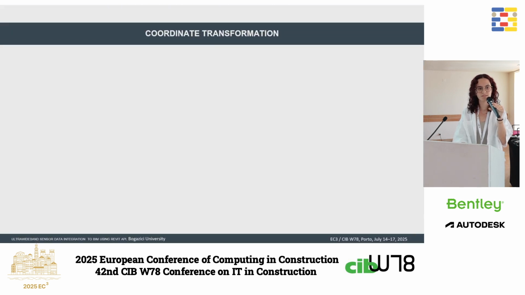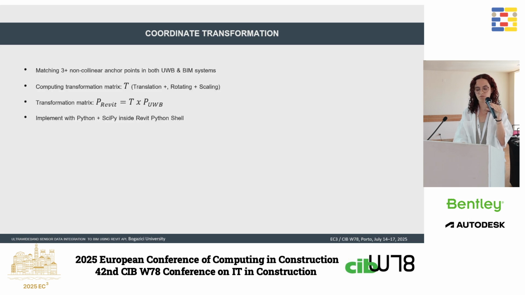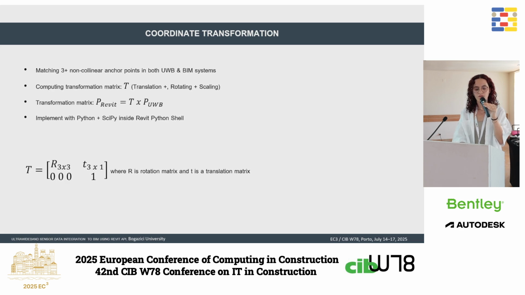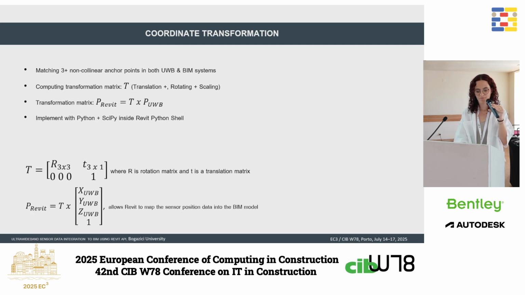We calculated the transformation matrix to align UWB data with the Revit reference system. There should be 3 or more non-collinear anchor points in both UWB and BIM systems to transform the coordinates robustly. This is our transformation matrix, where R is the rotation matrix and T is the translation matrix.